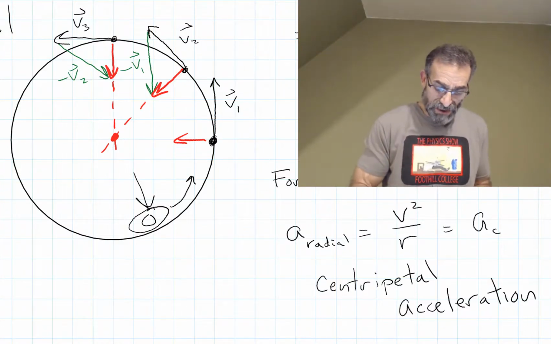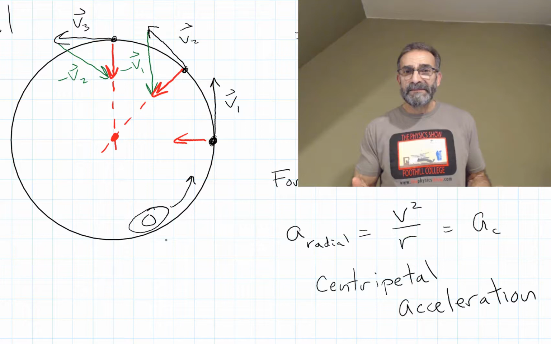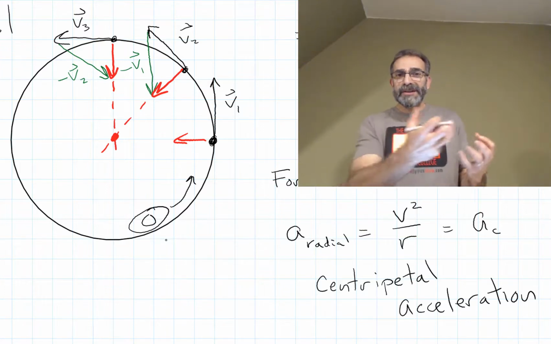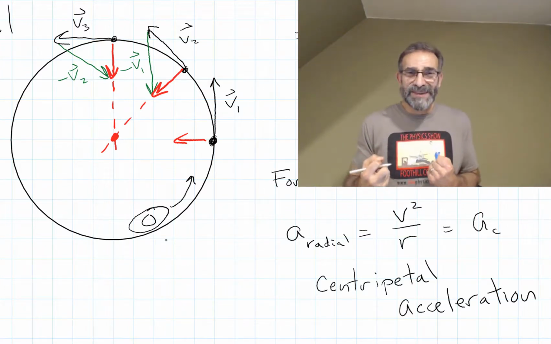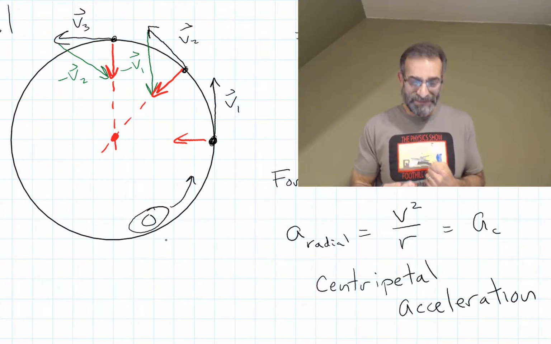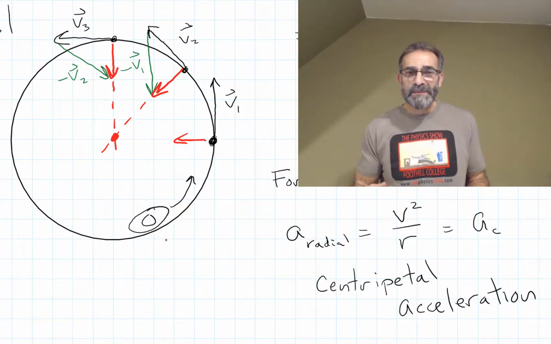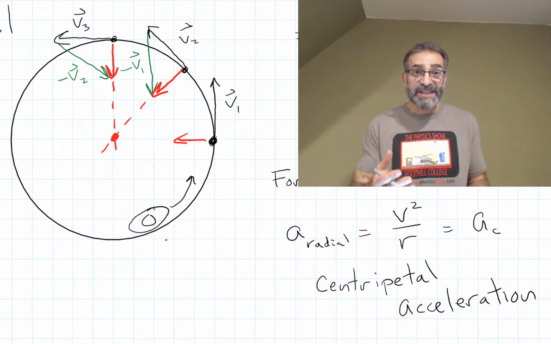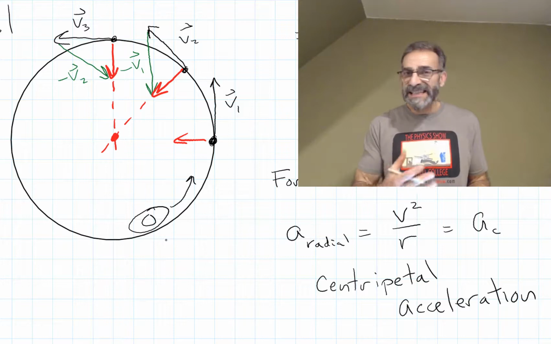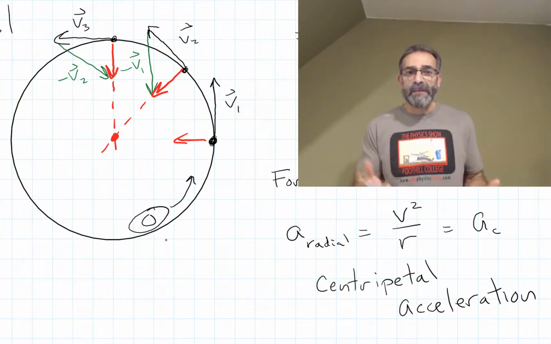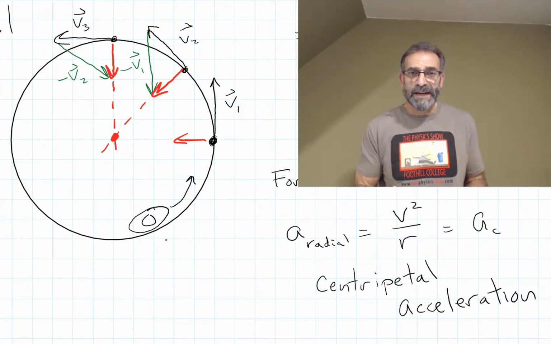But think about it for a second. Is there something here pushing out on you? No. Can the wall grab you and pull you into the wall? No, walls can only push, they can't pull. So what's going on? There's no outward force. We call it a fictitious force because it doesn't exist. It just feels that way when you're in the rotating frame.